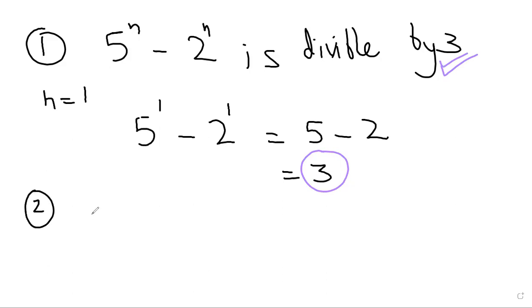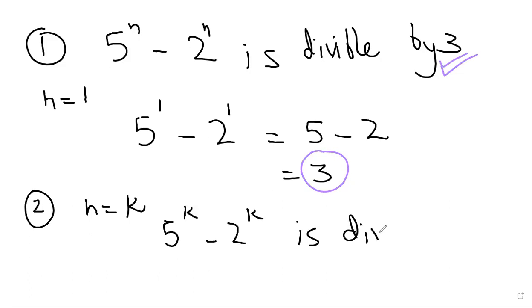The second step: n is equal to k. 5 to the power k minus 2 to the power k, we are supposing that it is divisible by 3. We have supposed it. It is true for n is equal to k and it is divisible by 3. Now we need to prove it for n is equal to k plus 1.